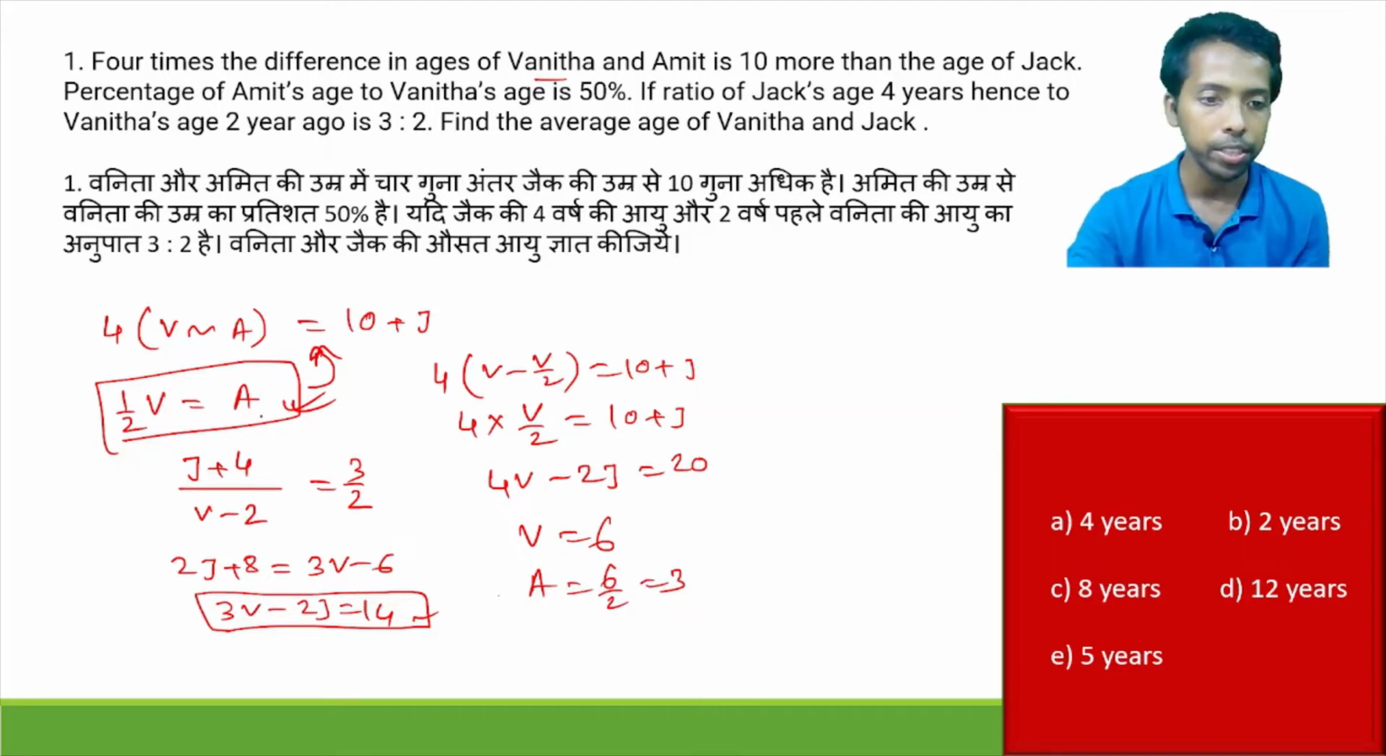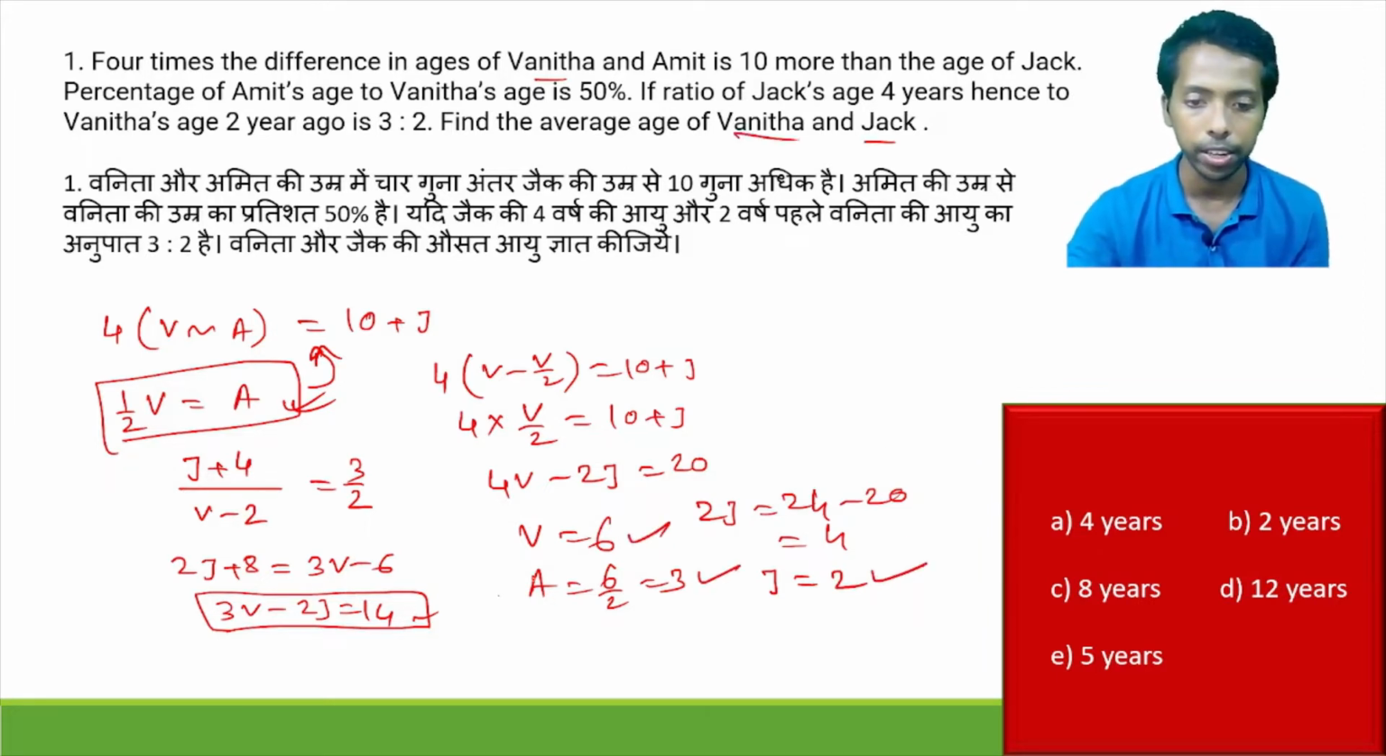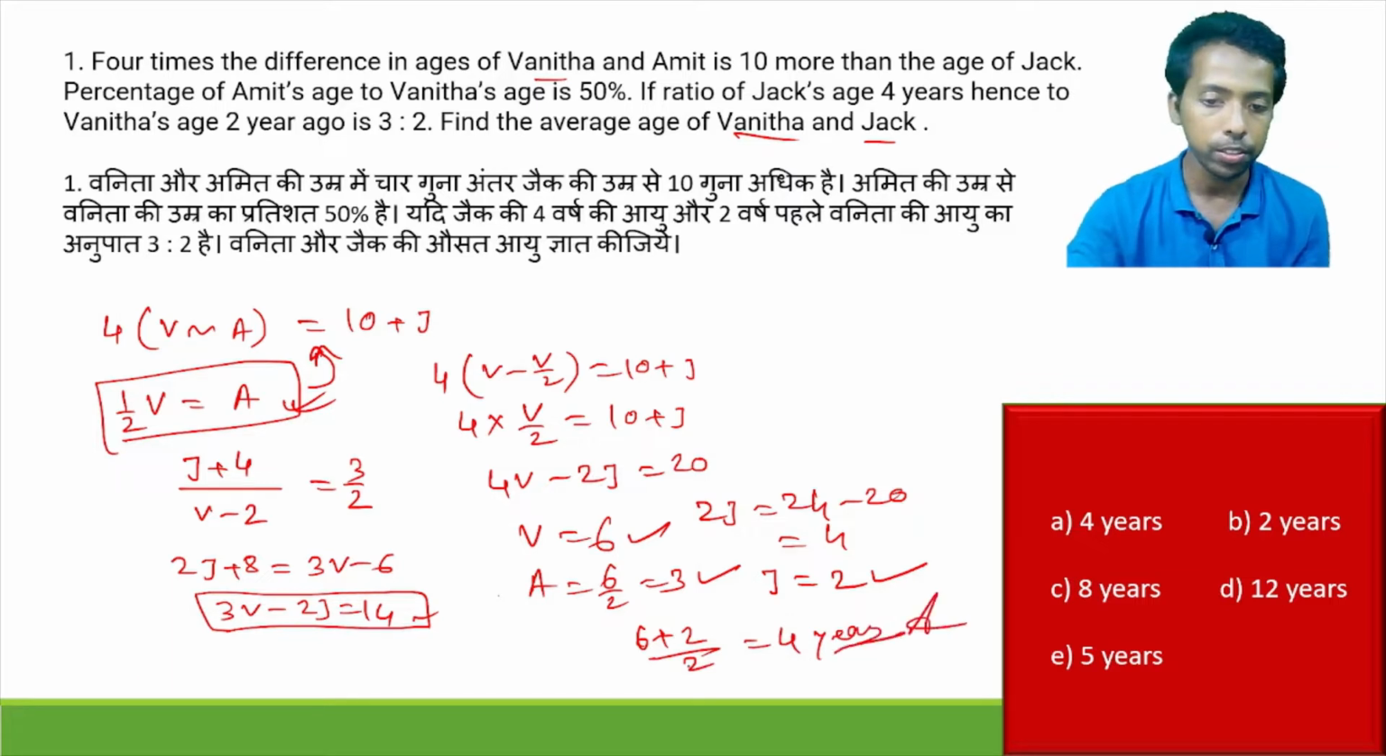And what is left here? That is Jack. Jack's age should be found, so try to put it here. That is 2J equals 4 into, that is 24 minus 20, that is 4. So Jack is equal to 2 years. So 6, 3 and 2. What is asked? Average age of Vanita and Jack. Vanita and Jack, that is 6 plus 2 divided by 2, which is 4 years of age, which is the answer here. So option A is the correct one, right?